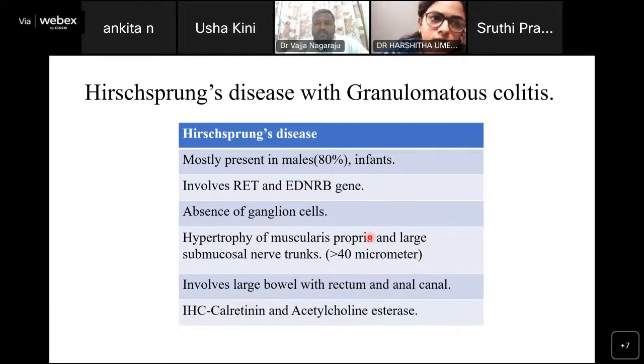To confirm Hirschsprung disease, we have to do acetylcholinesterase. It will be positive, with highly thickened nerves seen in the mucosa. Also, calretinine will show loss of expression, which is seen in Hirschsprung disease.